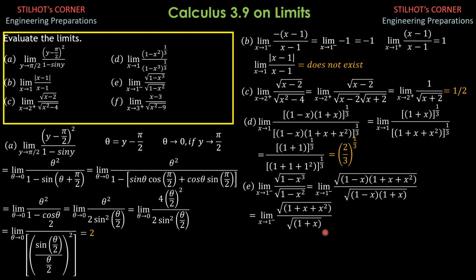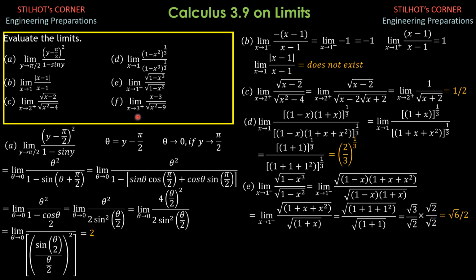So it is now safe to substitute x equals 1, x from the left, 1 from the left is 1. So square root of 1 plus 1 plus 1 squared over square root of 1 plus 1. So the numerator is square root of 3, the denominator is square root of 2. So that is square root of 3 over square root of 2 times square root of 2 over square root of 2 to rationalize the denominator. So the final answer is square root of 6 over 2.